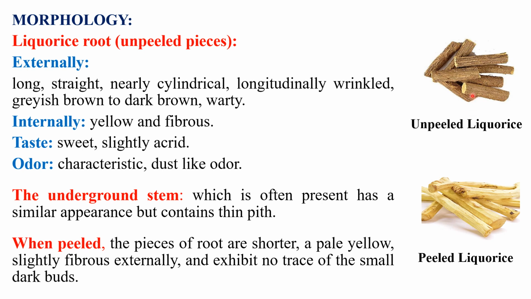Both peeled and unpeeled roots are characterized by a sweet taste, but the unpeeled root also has an additional slightly acrid taste. So when we want a good-tasting licorice, it's preferred to use the peeled licorice. When peeled, the external features are also different from the unpeeled root. Its color is yellow, not brown, and it shows longitudinal striations or the shape of fibers, and no dark buds appear on its external surface.